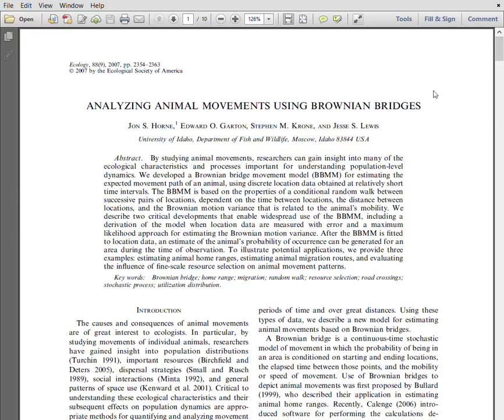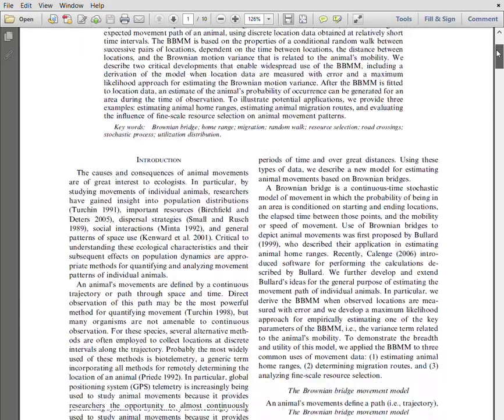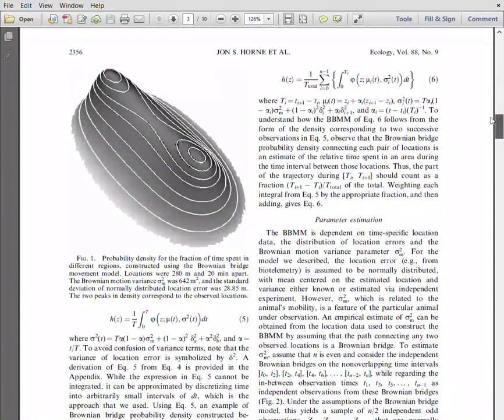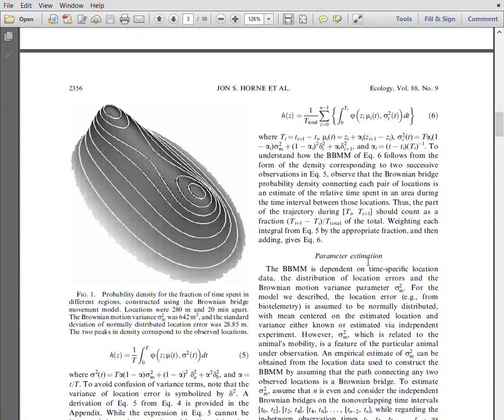So the problem that this paper poses is that the estimation of animal home ranges can be difficult using old techniques. And what they aim to do is to create, in this picture, what you're looking at is a probability density function using Brownian bridge motion model, and it's between 2 points in space and time.